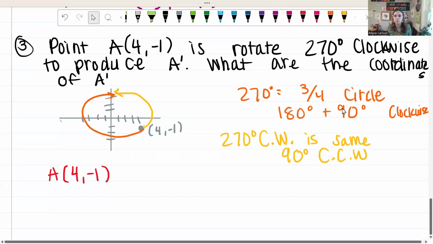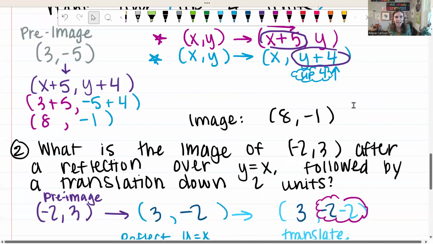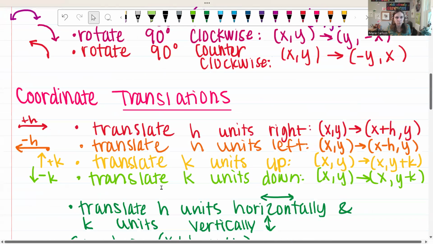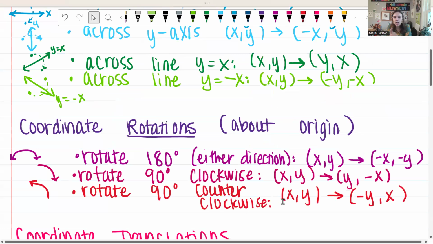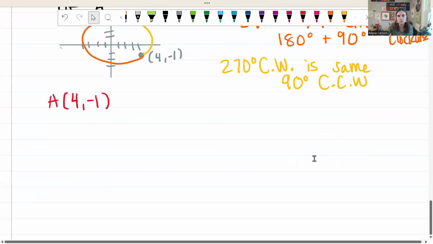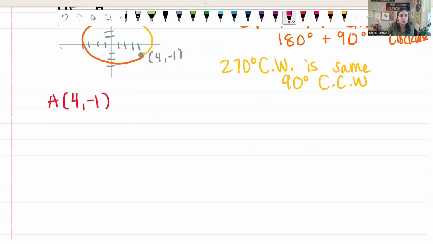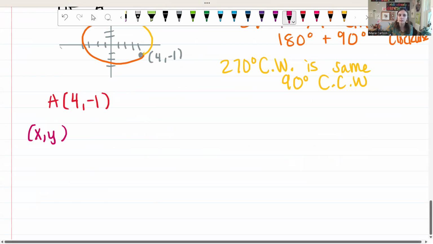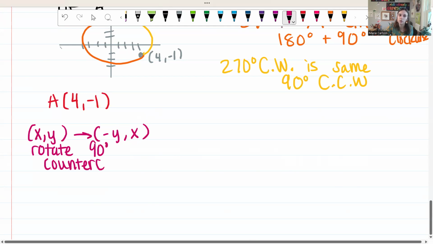And now let's remember what the rule is to rotate 90 degrees counterclockwise. x comma y, they're going to flip, and it'll be negative y comma x. So let's write that down. x comma y is going to flip. It's going to be negative y comma x. And this is the same thing as rotating 90 degrees counterclockwise.